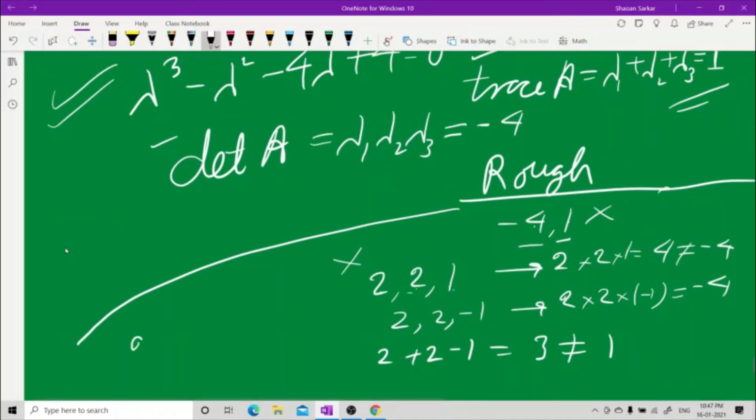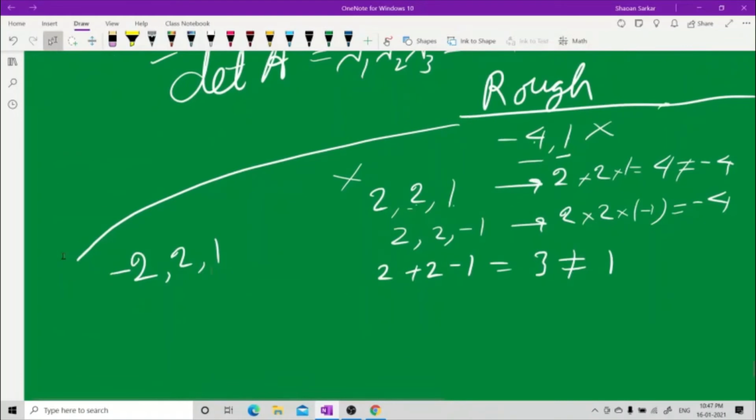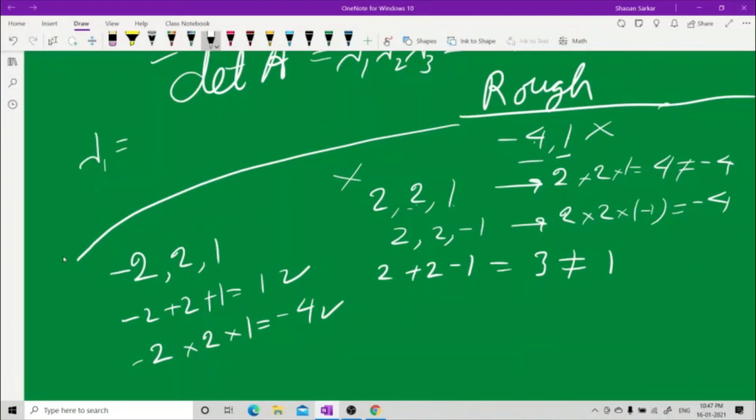So the last alternative is 2, 2 and minus 1... sorry, 1, 2 and minus 2. Now you add them: 2 plus 1 minus 2, you will get 1. You multiply all of them, you will get minus 4. And that's why the eigenvalues are 1, 2 and minus 2.